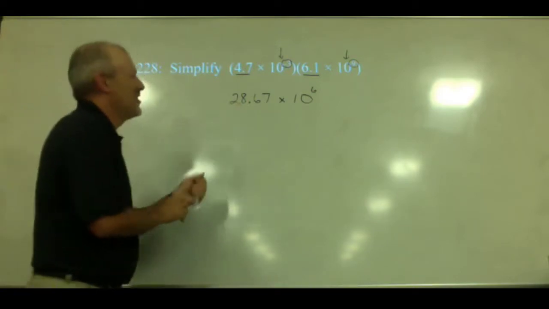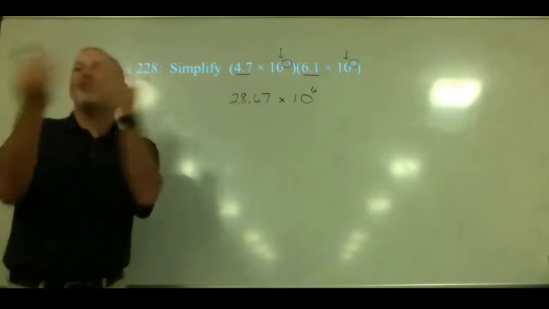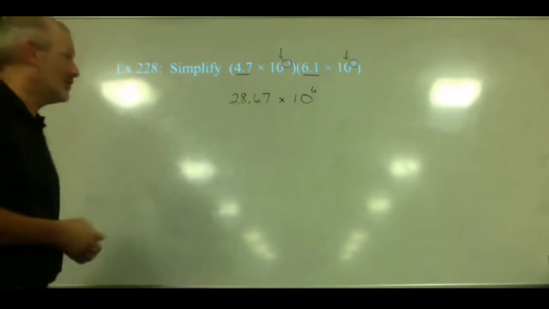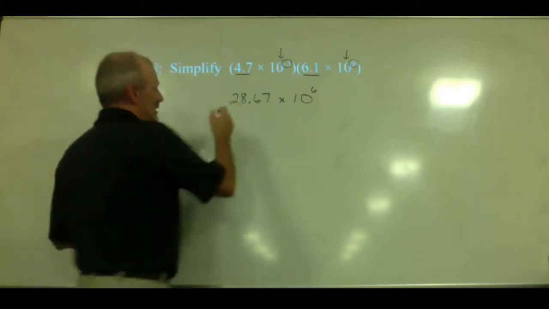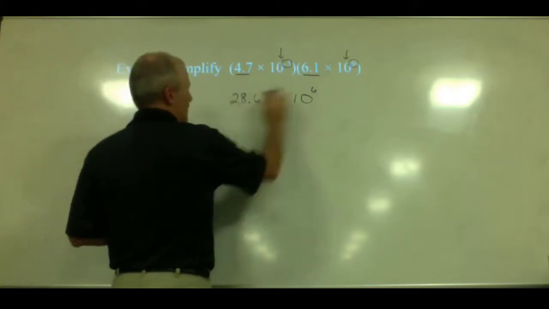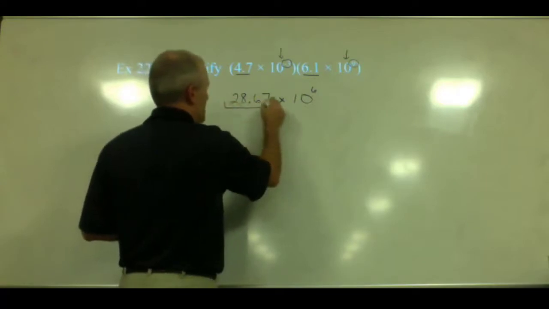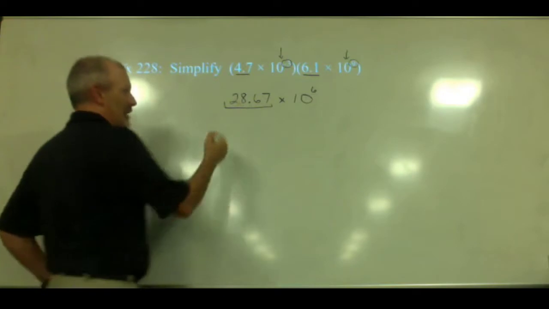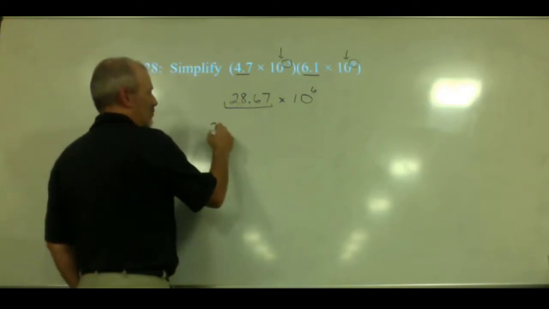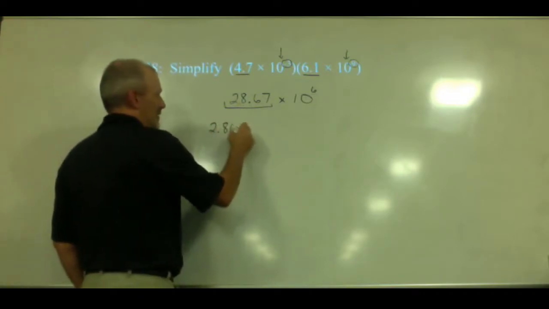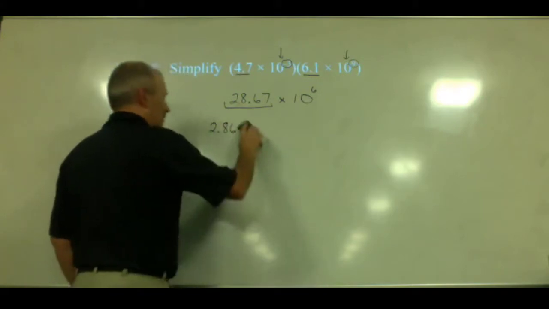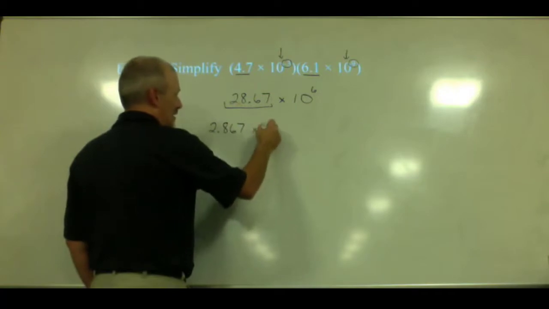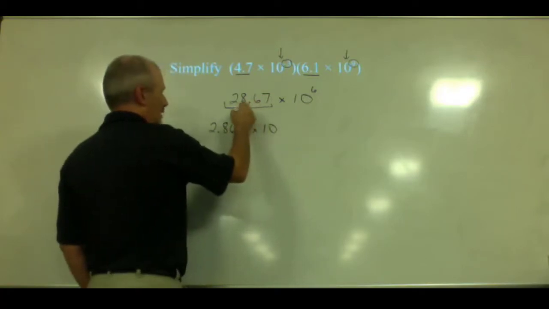All right. So if the number is too big or too small, we need to adjust it a little bit. Usually it's not very far, but we need to adjust it. So let's just think about this part by itself. Forget the rest for a second. If I was going to change just this to scientific notation, how would we write it? It would be 2.867 times 10 to what power? How far do we move it?